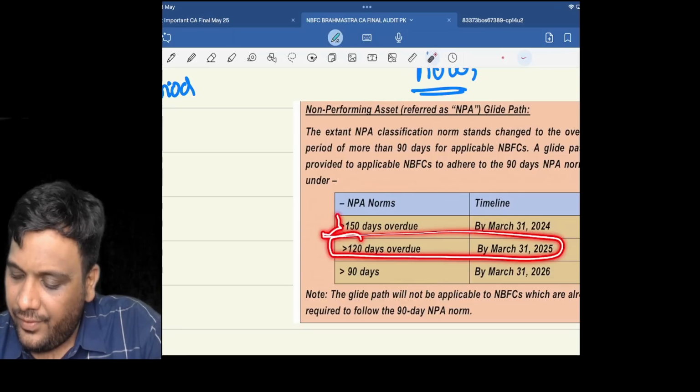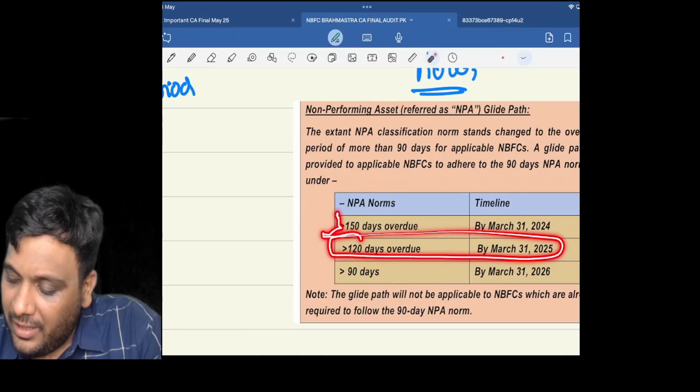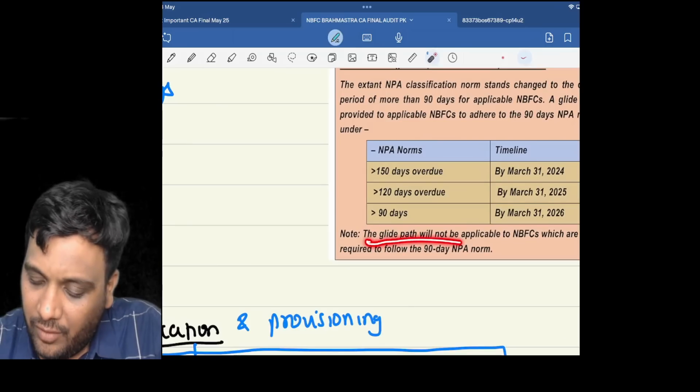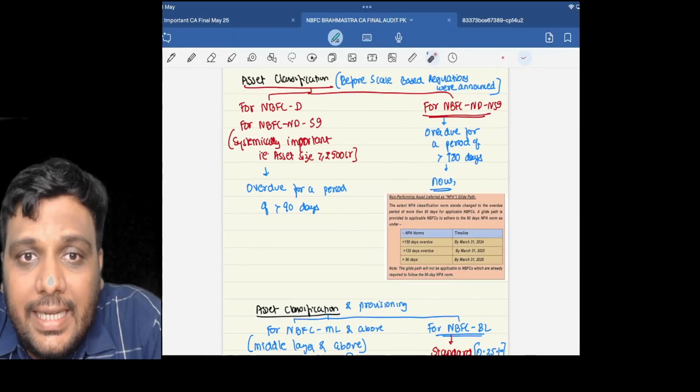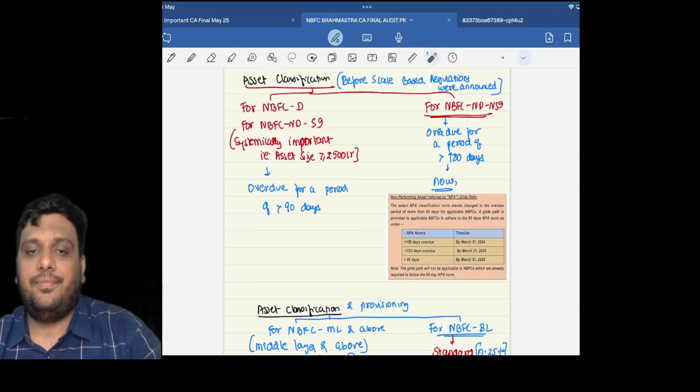See, they have clearly given that the glide path will not be applicable to NBFCs which are already required to follow the 90-day norm. So this continues as it is. Am I clear with this? Yes, sir. All right.